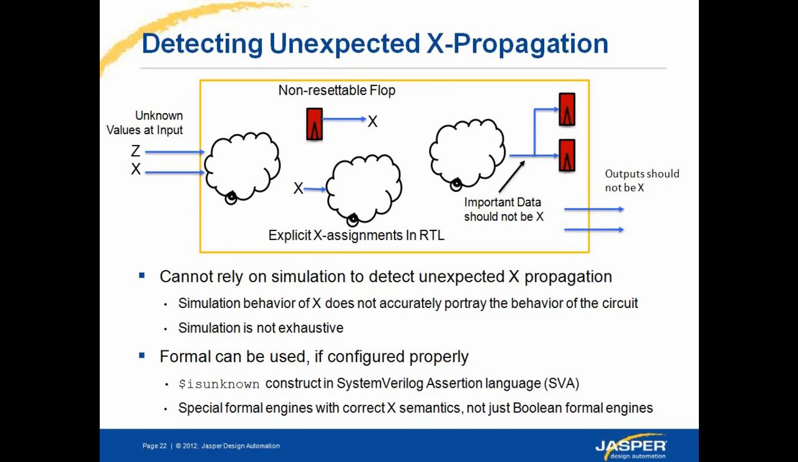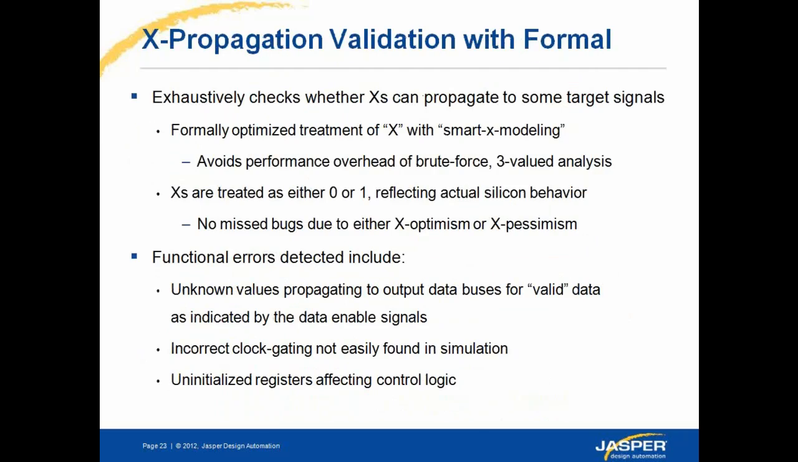Instead, formal can be used, and there is the $isunknown construct of SVA that allows you to use X's in your verification. So again, you can check exhaustively whether one X can propagate to a target signal by using formally optimized engines.